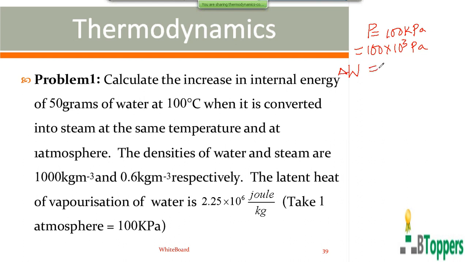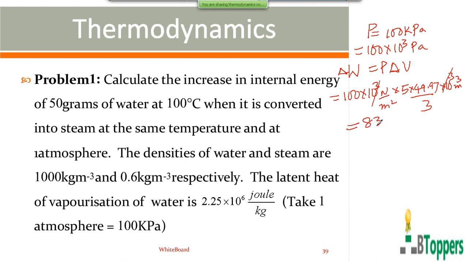So the work done by the system when the volume changes at constant pressure can be given as P delta V. P equals 100 into 10 cube Pascal, that means 10 cube Newton per meter square. So for delta V you get 5 into 49.97 by 3 into 10 power minus 3 cubic meter. So 10 power 3 and 10 power minus 3 get cancelled. You can simplify it further, so you get nearly about 8,328.33 joules.